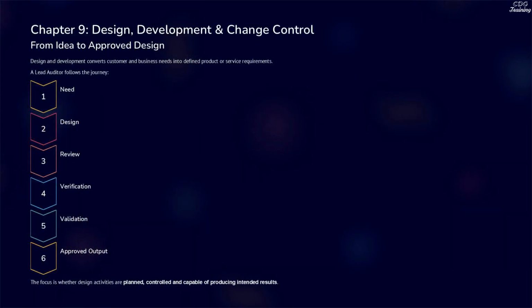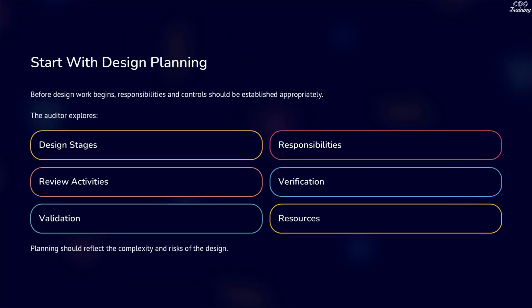In the journey from idea to approved design, we follow a structured path. This includes understanding needs, designing, reviewing, verifying, validating, and finally approving the output. The focus is on ensuring that design activities are planned, controlled, and capable of producing intended results. Before starting design work, it's crucial to establish responsibilities and controls.